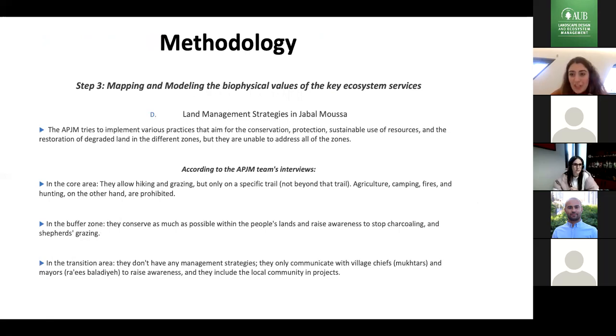The restoration of degraded land in the different zones. But they were not. They had a small problem: they couldn't address all the different zones. They mostly couldn't address the transition area.